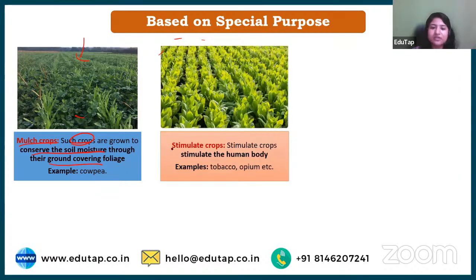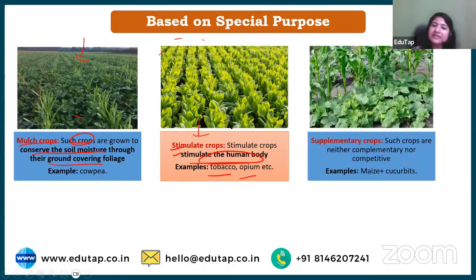Next is stimulate. So stimulate you can understand, okay, and it is for the human body. Okay, it means it stimulates the human body. For example, tobacco, opium, these are known as what? These all are known as stimulate crops.